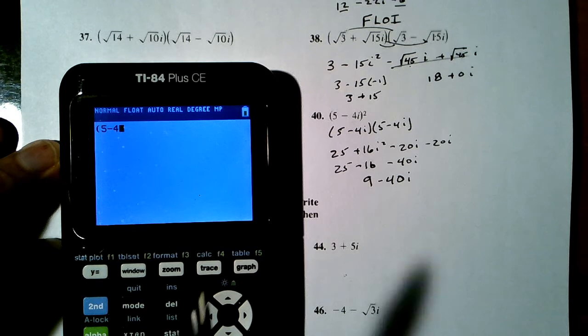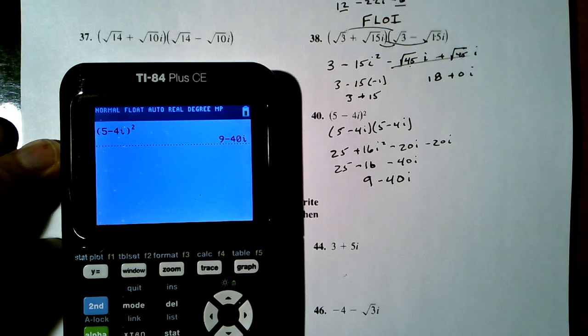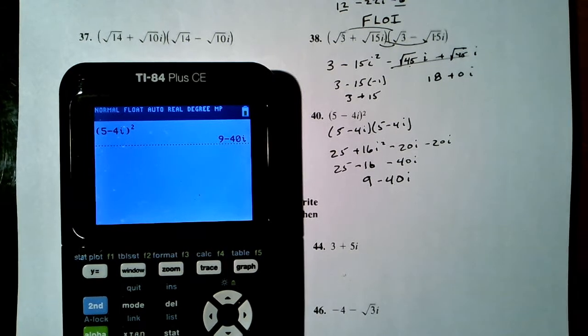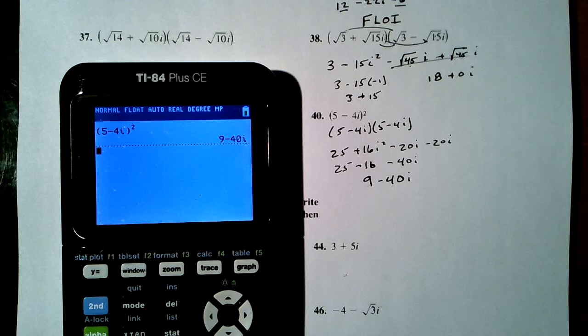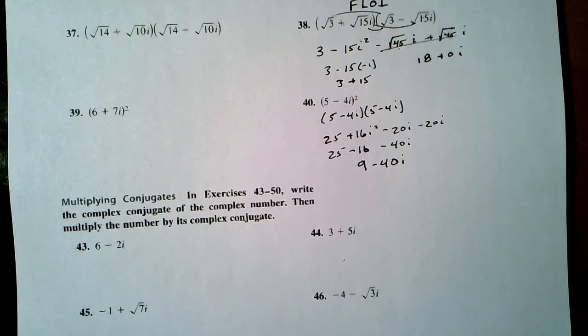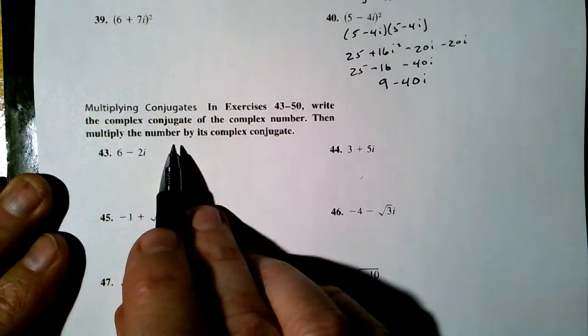5 minus 4 second decimal point, there's my i squared, and check this out. It's really hard to believe you're going to be in an environment working with imaginary numbers where you wouldn't have access to your calculator. But for this one assignment, we're going to show the work with the exception of problems a little bit later. So in 44 through 50, we're to write the complex conjugate.